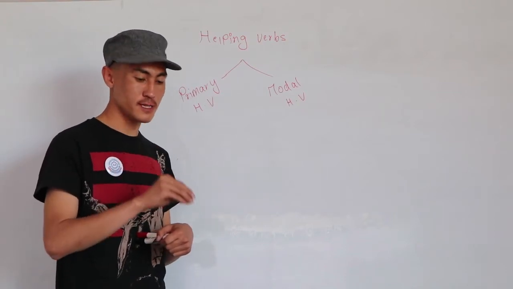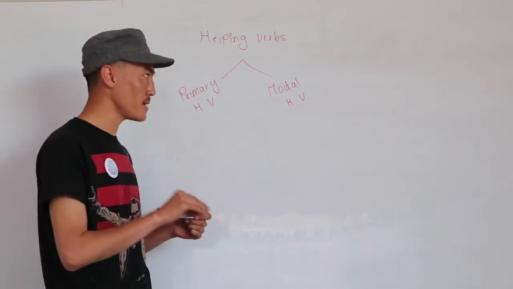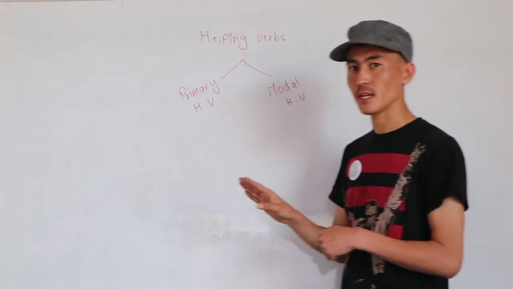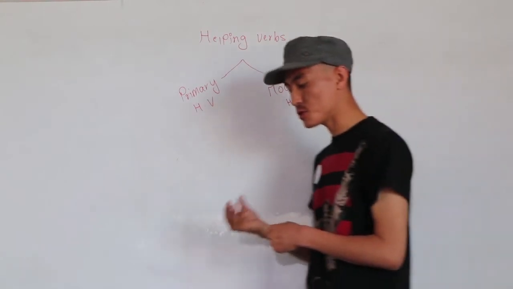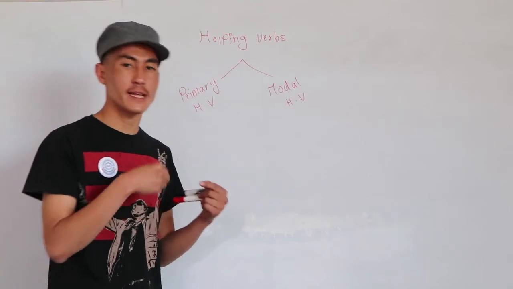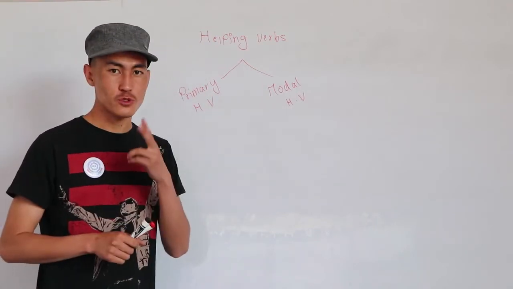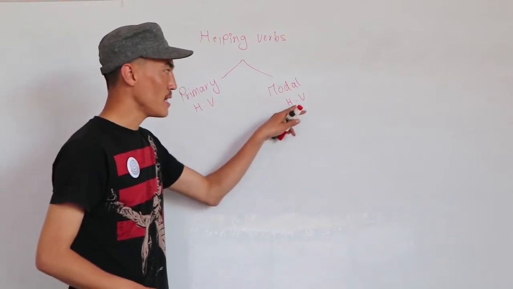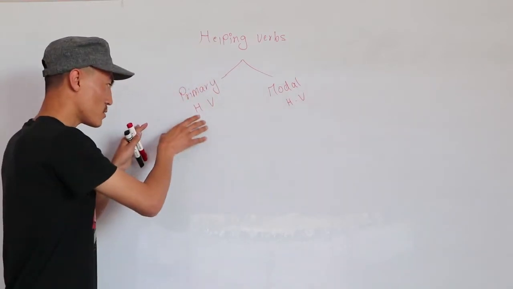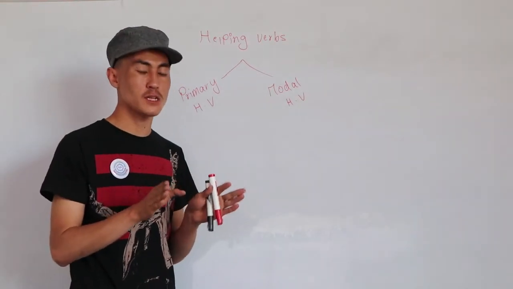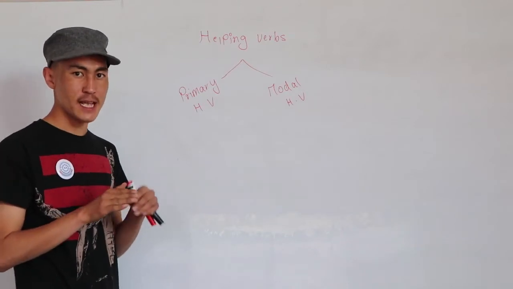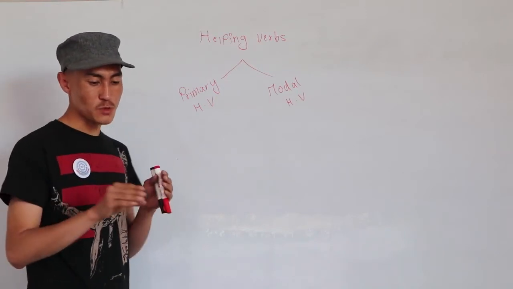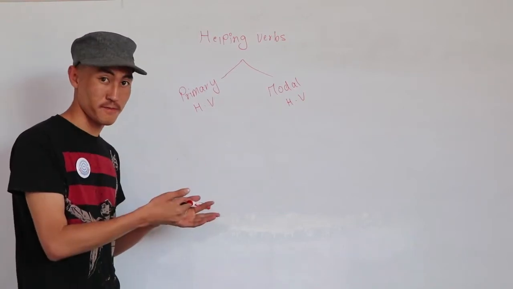Helping verbs or auxiliary verbs are used to help the main verbs in a sentence. Basically, they don't have any meaning on their own. They are just used for grammatical structure in a sentence. We have two types of helping verbs: one, primary helping verbs, another one, modal helping verbs. Let's talk about primary. These primary helping verbs are used to help us in changing the tenses, voice of the verbs, as well as helping us in making questions and negatives.